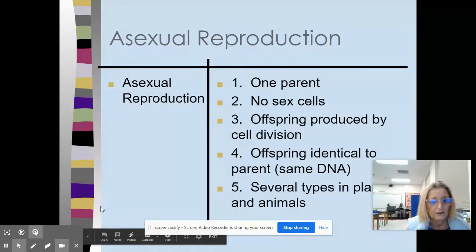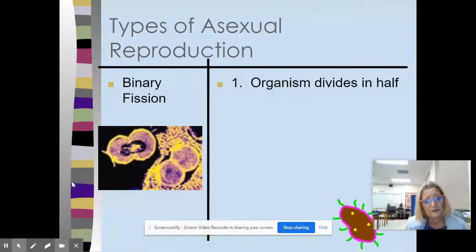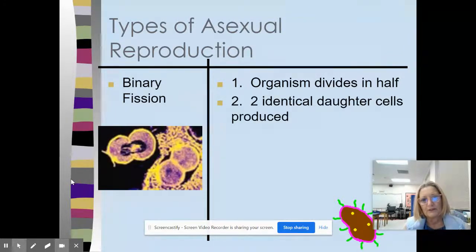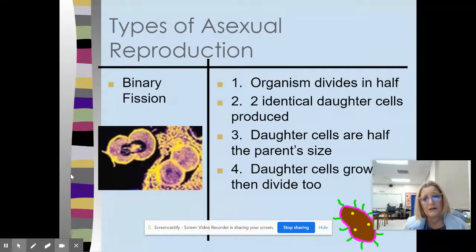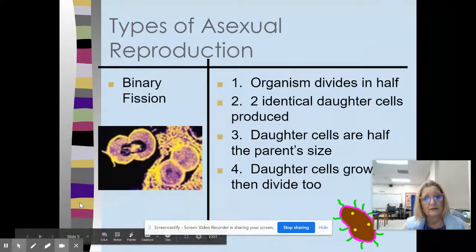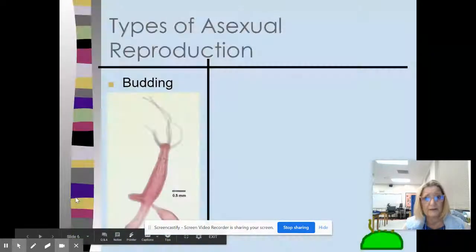Okay, next. Asexual reproduction, we have binary fission, and with binary fission, the organism divides itself in half. We have two identical daughter cells produced. The daughter cells are half the size of the parent cell. The daughter cells grow and then divide too, and bacteria reproduce like this. There we go, it's in bacteria.